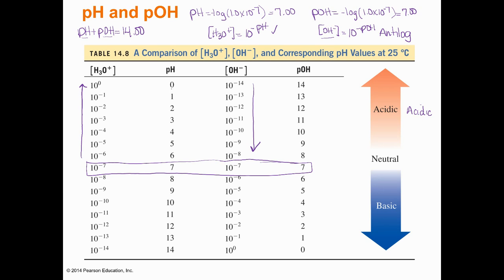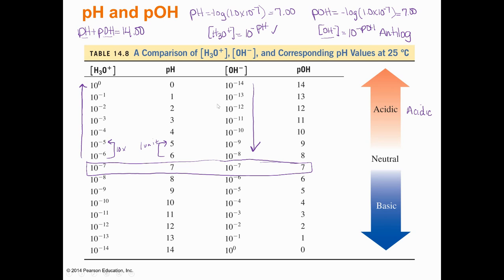The pH is less than 7 and the pOH gets bigger. So in an acidic solution, pOH is less than 7. I'm sorry, pH is less than 7 and pOH is greater than 7. So these are our acidic solutions. The other thing that I'd like you to notice is that when the pH changes by 1 pH unit, the concentration of hydronium goes up 10 times. So 1 pH unit is a 10-fold change in hydronium.